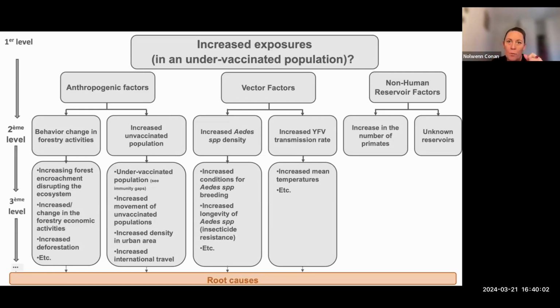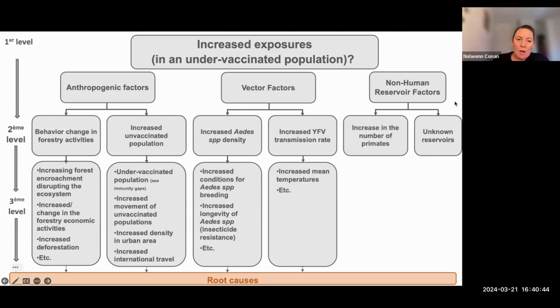And then we have another group, vector factors, where we put an increased density of Aedes. So what will be the reasons? Either increased conditions for breeding or increased longevity, and then increased transmission rate. And then we have the group of non-human reservoir factors, with the increase in the number of non-human primates, and if there was a non-human reservoir of yellow fever. So that is what we have as the three groups.